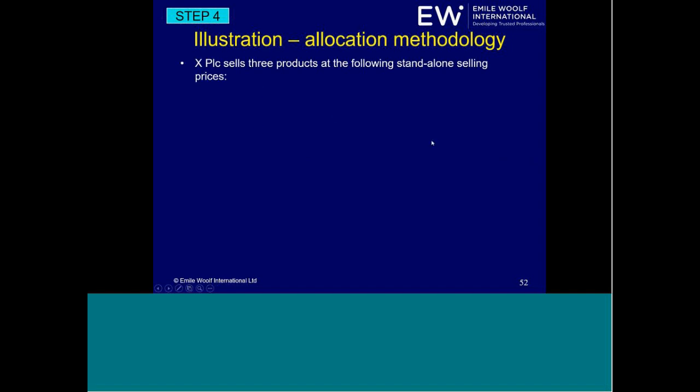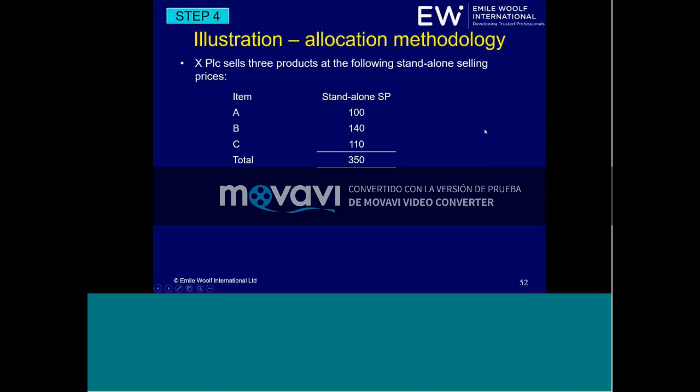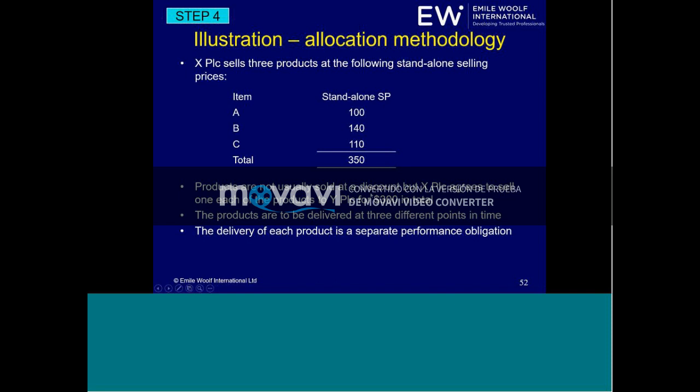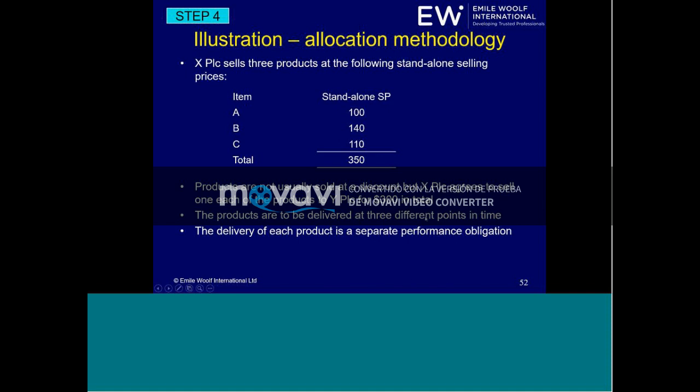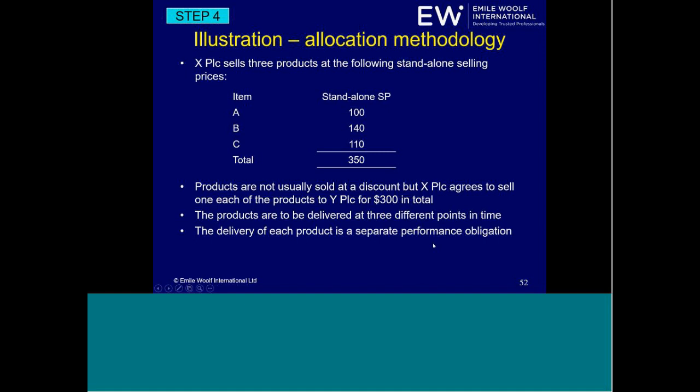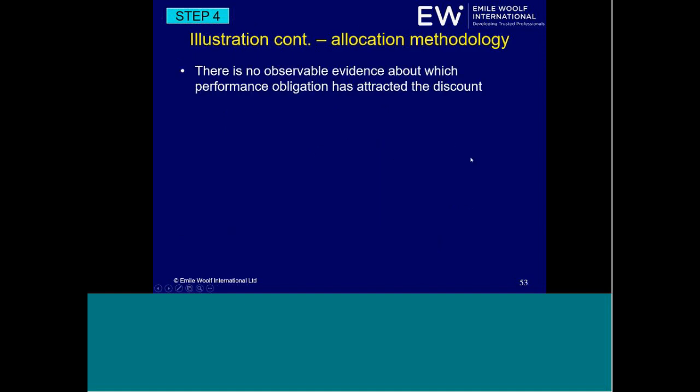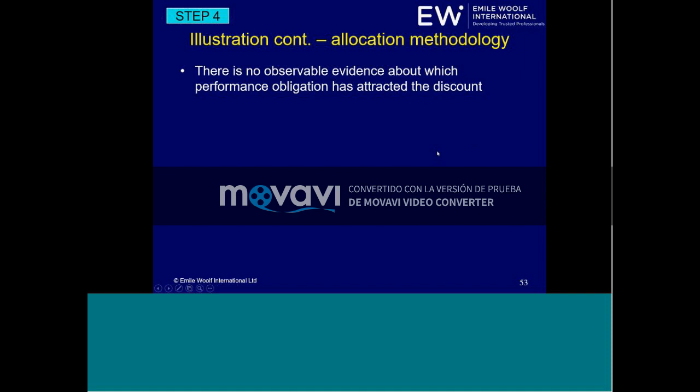But to sell one of each to the customer, different instance in time, and the delivery of each product is a separate performance obligation. So, about which performance obligation has triggered the discount, therefore the discount has to be assumed to be relating to the totality of all 3 products, and it's therefore dished out.